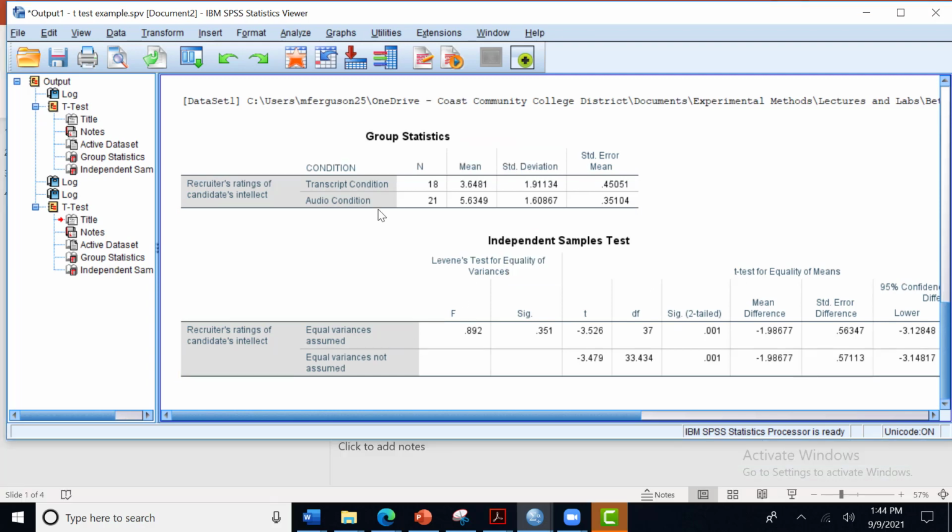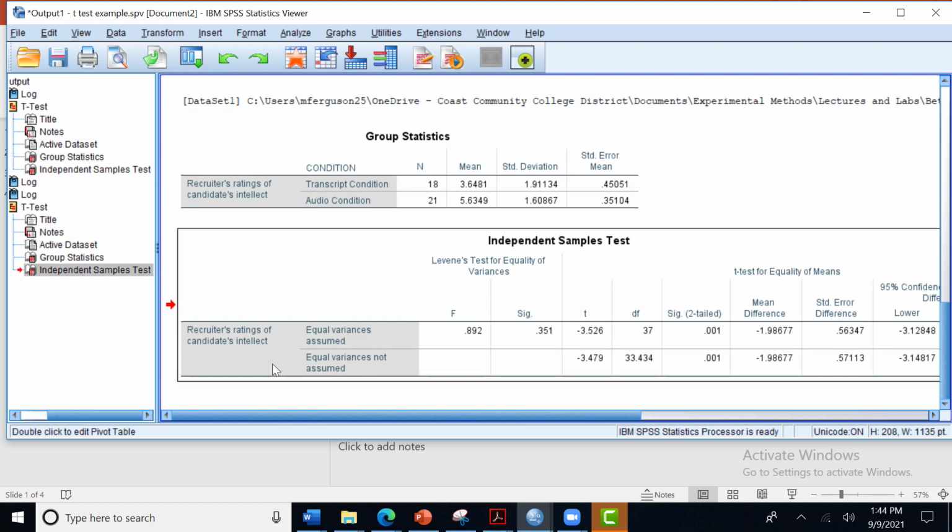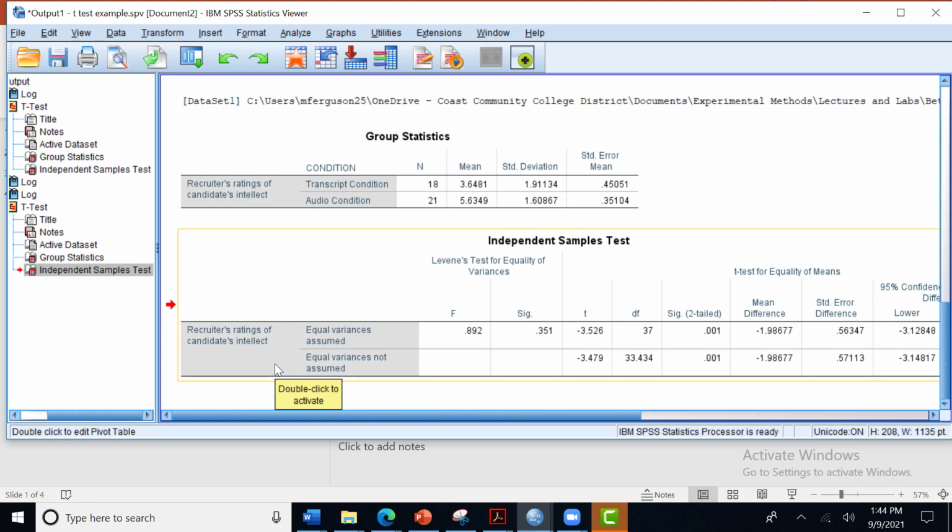All right, so now we're just going to go over this output for the independent samples t-test. And you can see here we have 2 rows, and one says equal variance is assumed, the other says equal variance is not assumed. And this is because the independent measures t-test assumes the homogeneity of variance. And this means that both groups have about the same amount of variance. And so we're just going to go with the equal variance is assumed row.